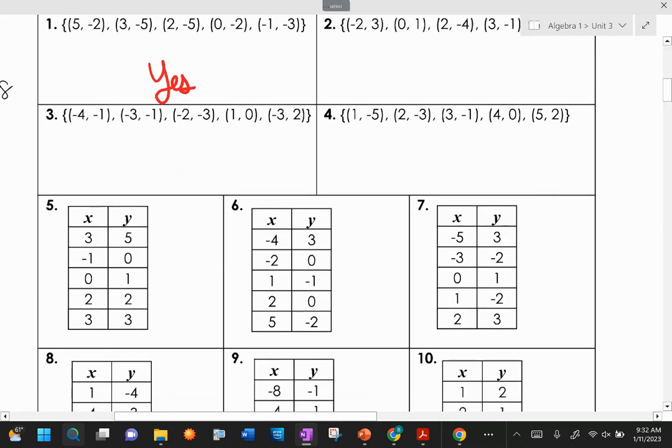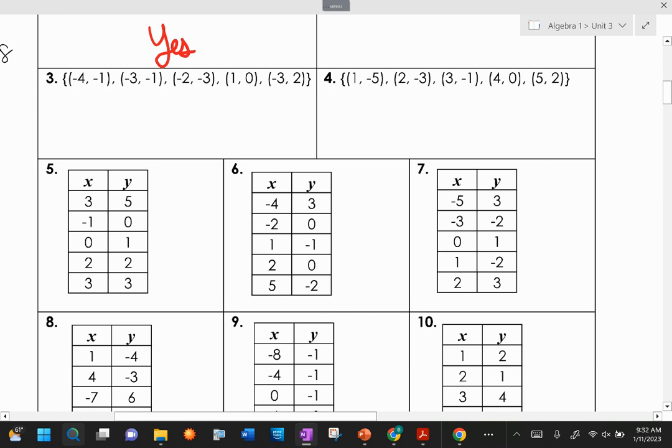Let's look at 5 through 10 real quick. So this is another example. A table, a t-chart. I've heard these called a couple different things. You're doing the same thing though. So if we look at number 5, what do we think? It is a no. Why is it a no? That's right. These right here. If you've got two of the same x, they have to match the y value. Since they don't match, that's a no.